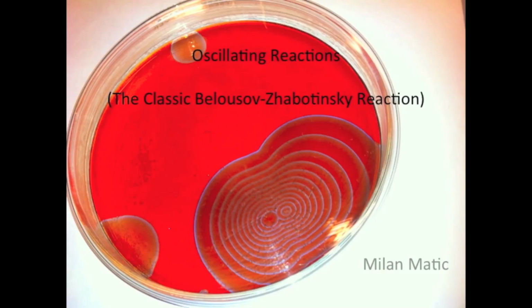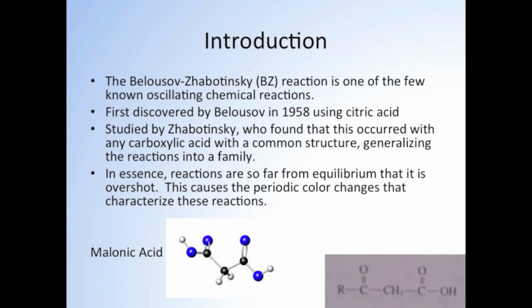I will be discussing the classic Belousov-Zhabotinsky oscillating reaction, which uses bromate and malonic acid and cerium as a catalyst. The BZ reaction is one of the few known oscillating chemical reactions, discovered by Belousov in 1958.